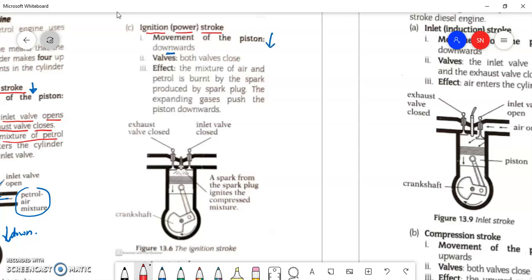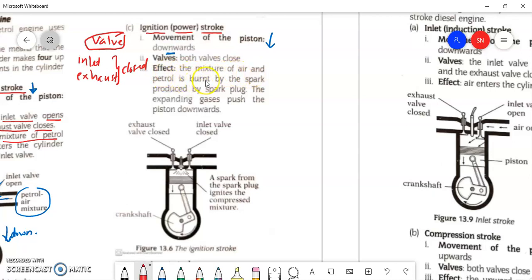Now as usual, the second thing we have to look at is the valve. Both in this power stroke will be closed. So the inlet valve and the exhaust both are closed. So remember, for the second stroke, which is compression stroke, and the third one, which is ignition or power stroke, the valves are all closed. So far only in the first one the inlet valve was open. Now what happens in this power or ignition stroke?